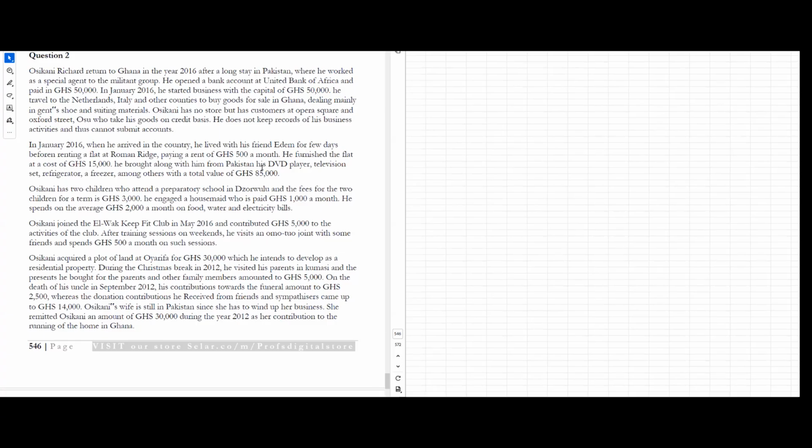Osikeni Richard returned to Ghana in the year 2016 after a long stay in Pakistan, where he worked as a special agent to the militant group. He opened a bank account in the UBA and paid 50,000 inside. So that 50,000 that you have put into UBA, that's your starting capital, right? So let's start getting our data. In exam, if you are confused, don't worry. You just write the word let and start putting your data together on a rough sheet. They mark it. So I can say let opening capital be equal to 50,000.